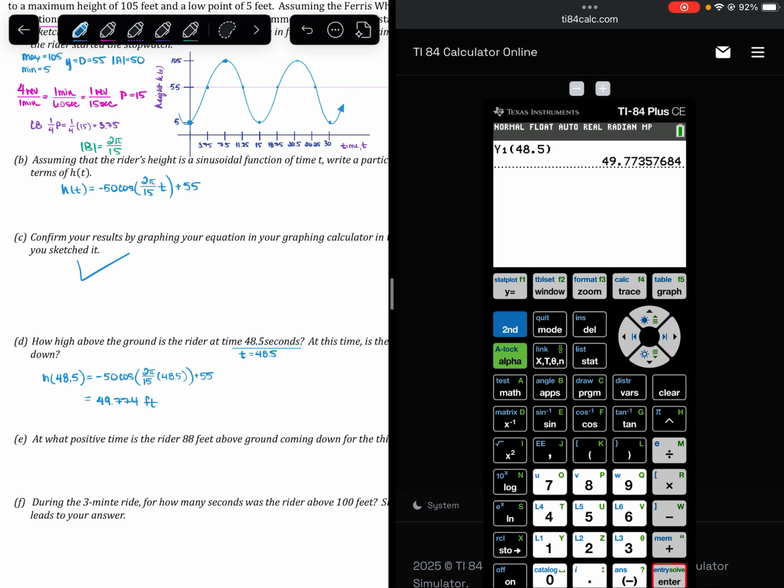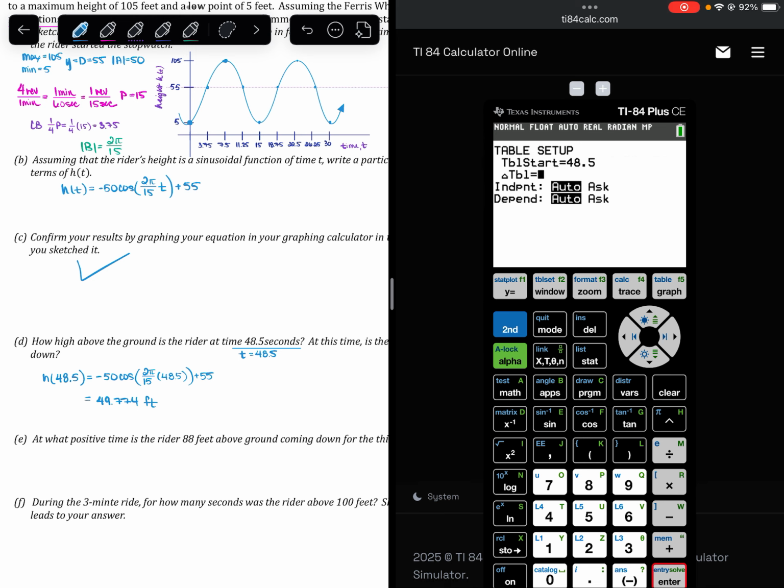For your table, if you look at your table settings, which is your window button, right next to y equals, I'm going to go second table set. I want my table to start at that value I'm looking for, 48.5, but I want it to count by something very, very small. That way I can see those differences in those heights. Then I'm going to go look at my table, second table.